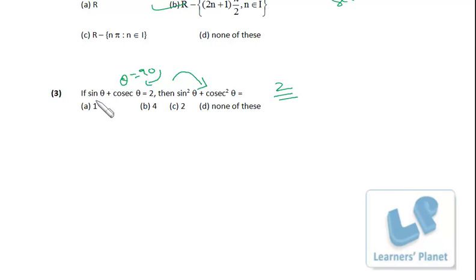Apart from that, if you are not satisfied with this solution, you can just square this. So sin square theta plus cosec square theta plus 2 sin theta cosec theta. Sin theta and cosec theta are reciprocals of each other, so sin theta into cosec theta will be 1, and the right side is actually 4. I squared this, a square plus b square plus 2ab, and ab will be 1. So I'm left with sin square theta plus cosec square theta plus 2 is equal to 4. I want the value of this, that is 4 minus 2, which is 2. As simple as that. So you can choose any of these methods.